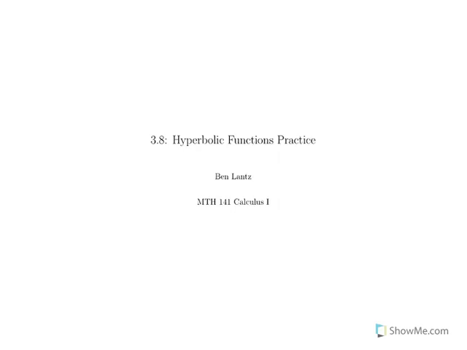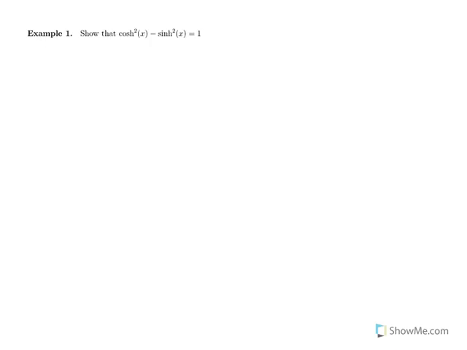In this video, we're going to do some practice problems relating to hyperbolic functions. First, let's show the Pythagorean-like identity, cosh squared minus sinh squared equals 1. This is something that we could have done when doing the derivative of tanh earlier in the last video.